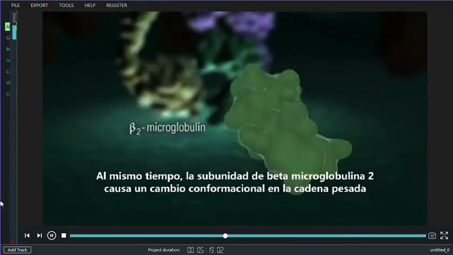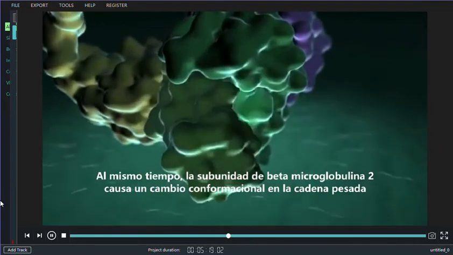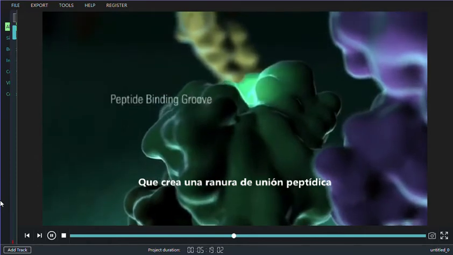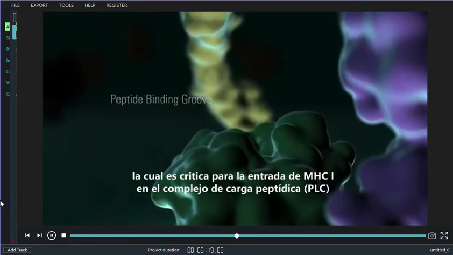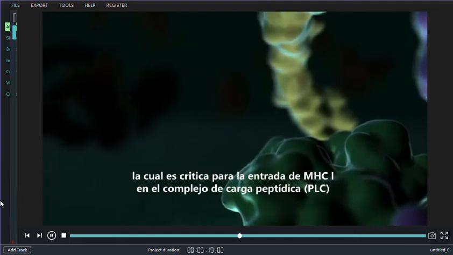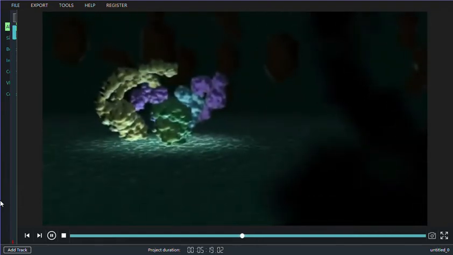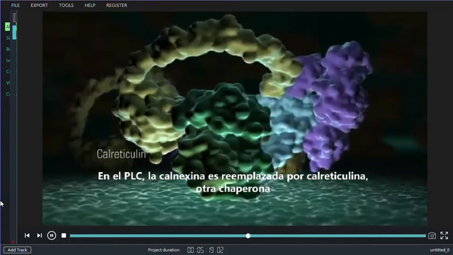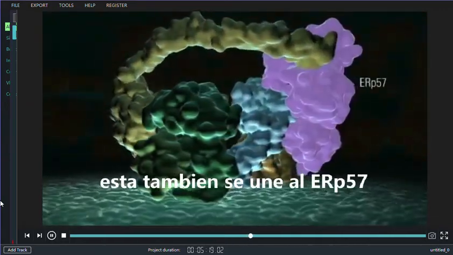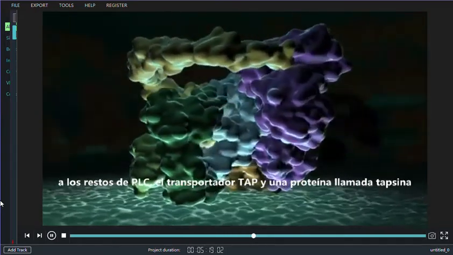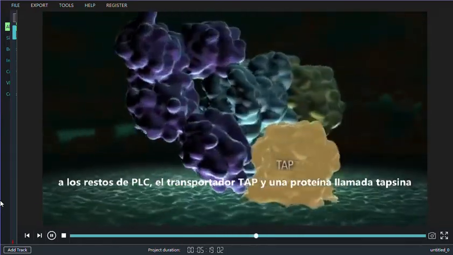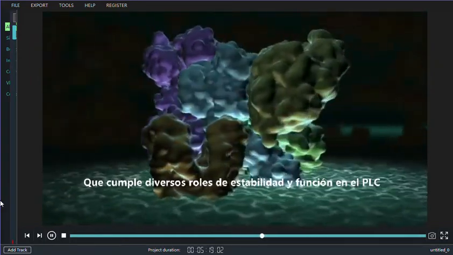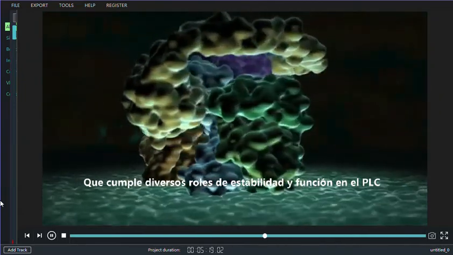Subsequent binding of the beta-2 microglobulin subunit causes a major conformational change in the heavy chain that creates a peptide binding groove and is critical for the entry of class I molecules into the peptide loading complex, or PLC. Within the PLC, calnexin is replaced by calreticulin, a closely related chaperone that also binds ERP57. The remaining components of the PLC are the TAP transporter and a remarkable protein called tapasin, which plays several roles in the stability and function of the peptide loading complex.